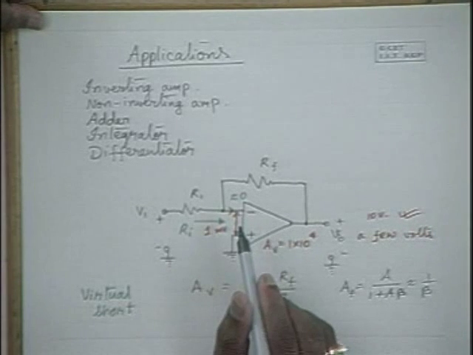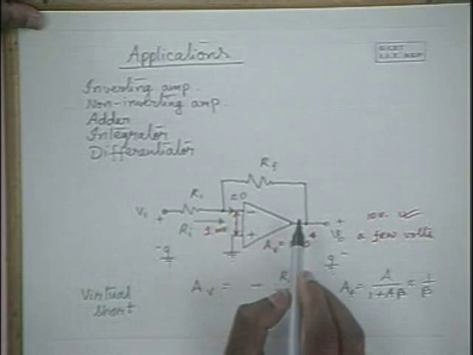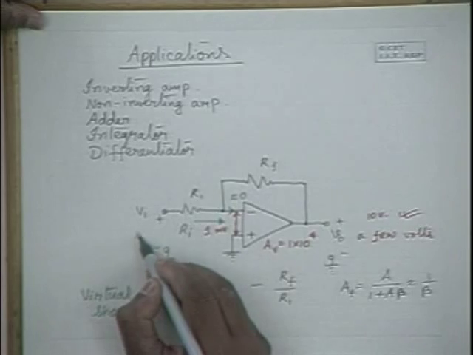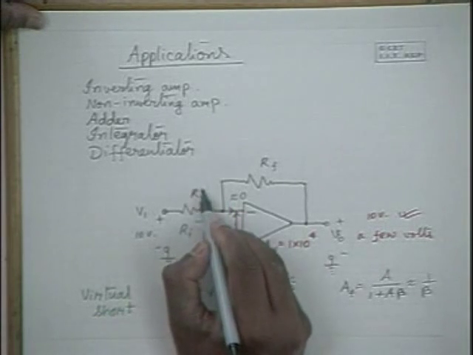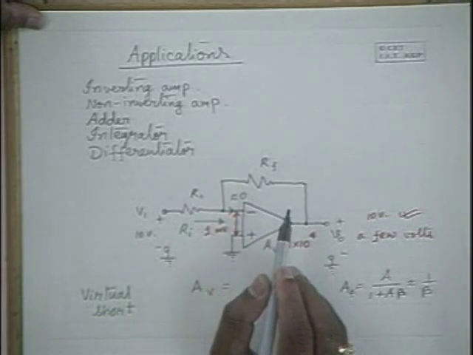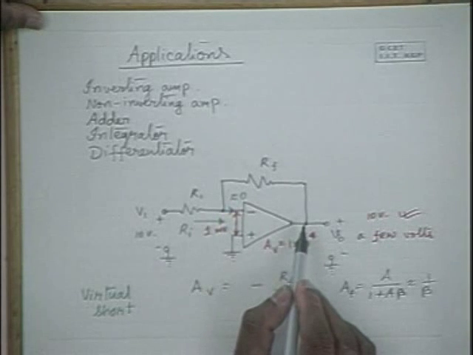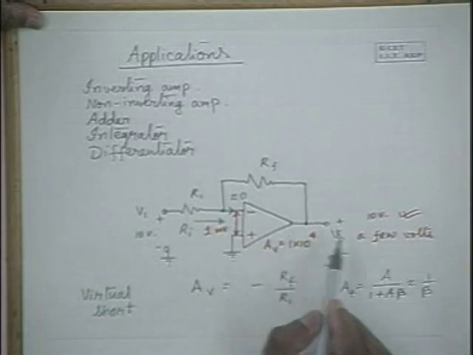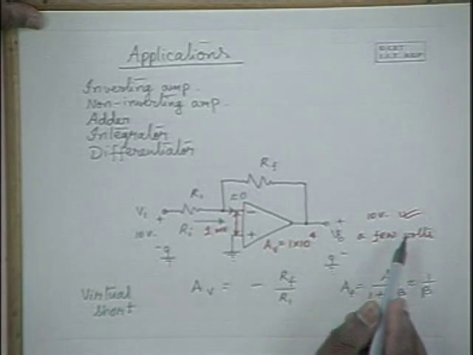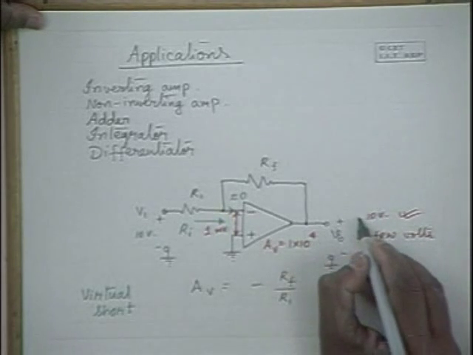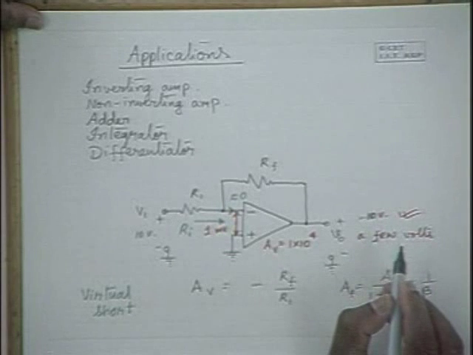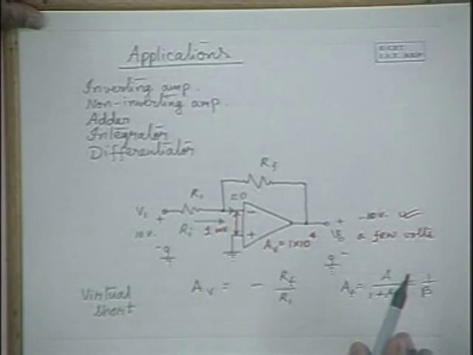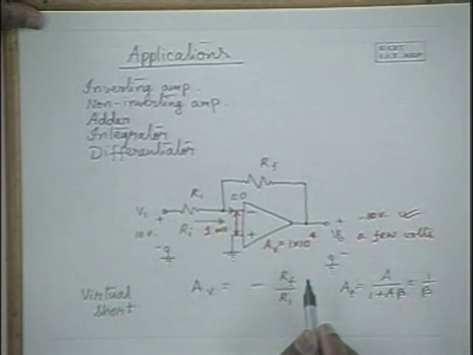And why is it happening? It is happening this way because of this feedback network. If you apply 10 volts here and say R1 is equal to Rf, according to this expression, gain is equal to -1, and you will get minus 10 volts here. For 10 volts here, you will get minus 10 volts here when R1 is equal to Rf, because gain is equal to -1.